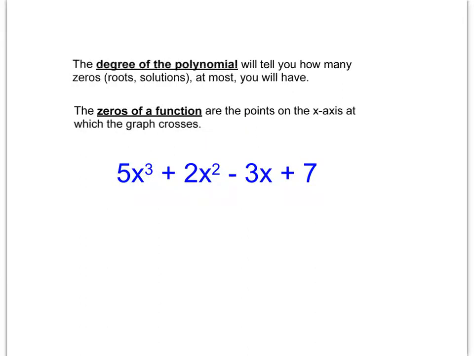This third power polynomial will have at most 3 roots. We'll have at most 3 roots, and remember, the roots or the zeros are where the function will cross through the x-axis. So this will cross through the x-axis at most 3 times.